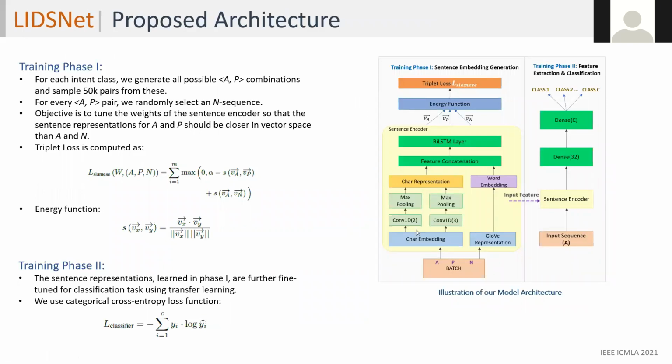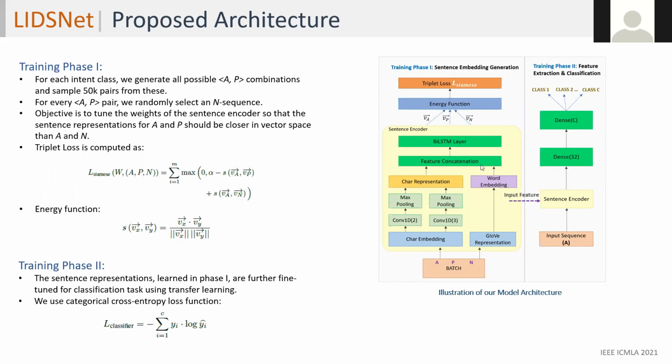So let's move to our proposed model architecture, which we can see here in this figure. In our proposed architecture, we use Siamese network. Siamese network with triplet loss consists of identical subnetworks with shared weights. Our proposed model consists of a sentence encoder that is trained in 2 phases.